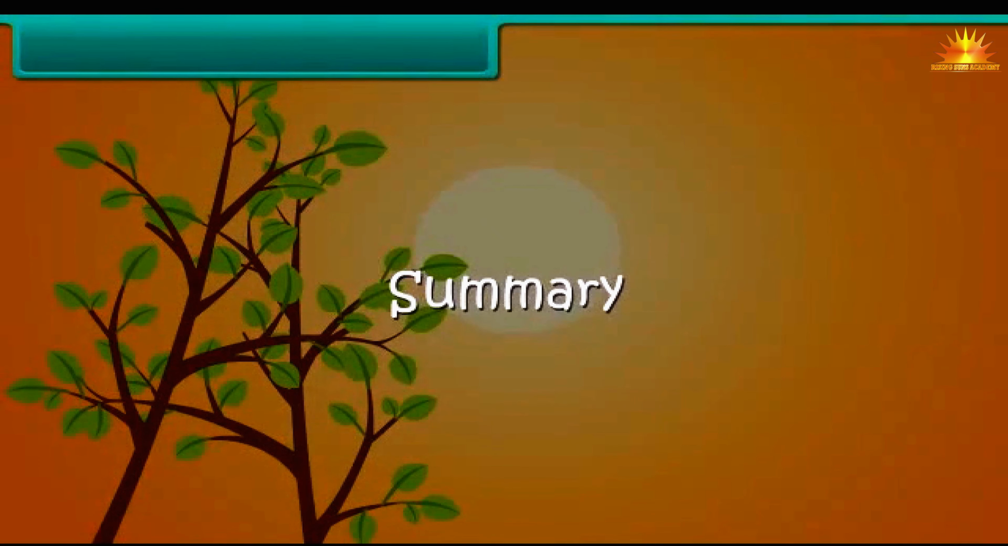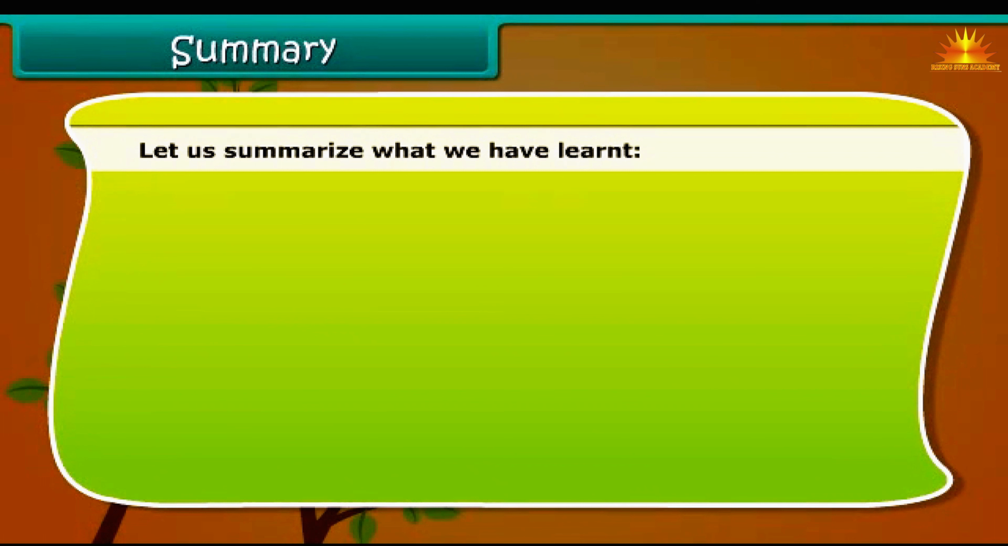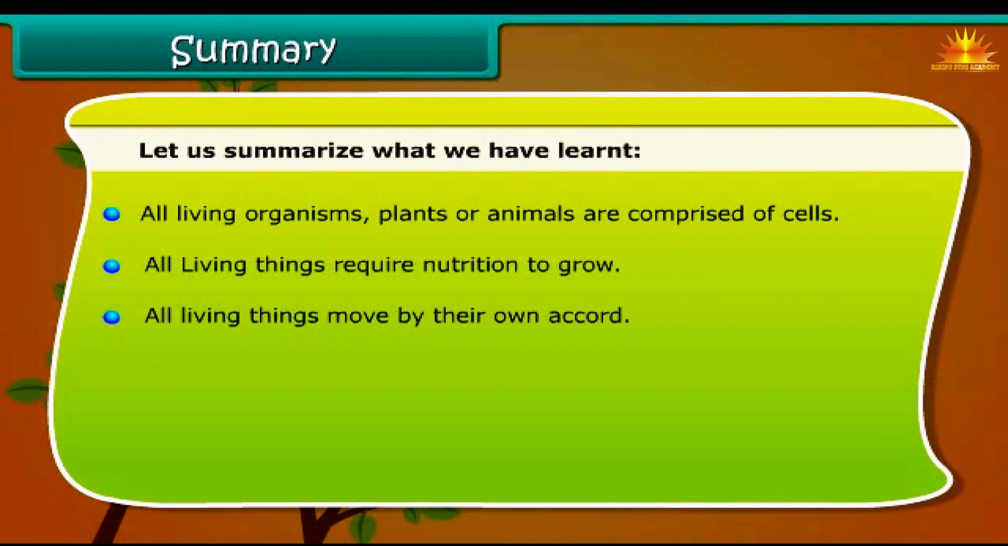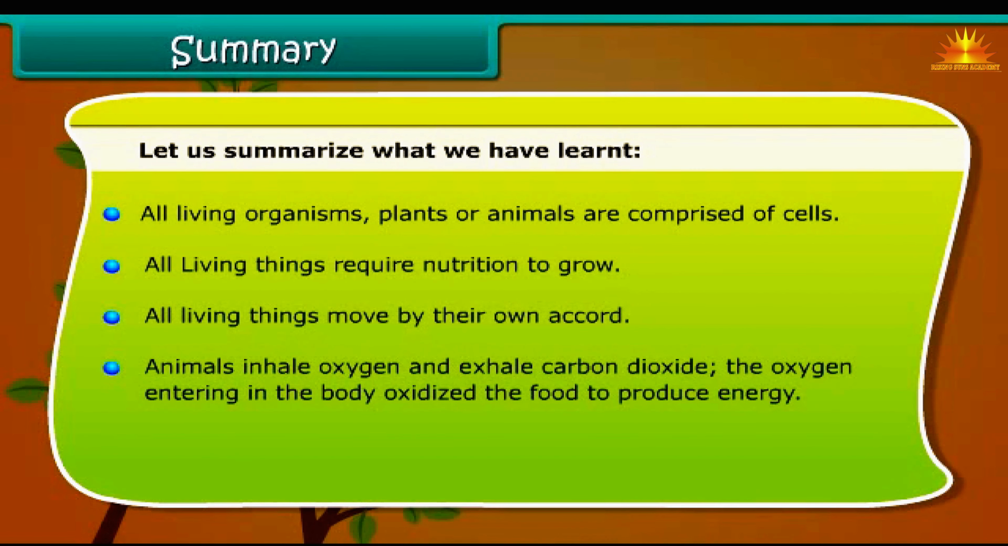Summary. Let us summarize what we have learned. All living organisms, plants or animals, are comprised of cells. All living things require nutrition to grow. All living things move by their own accord. Animals inhale oxygen and exhale carbon dioxide. The oxygen entering the body oxidizes the food to produce energy. All living things have limited lifespan.